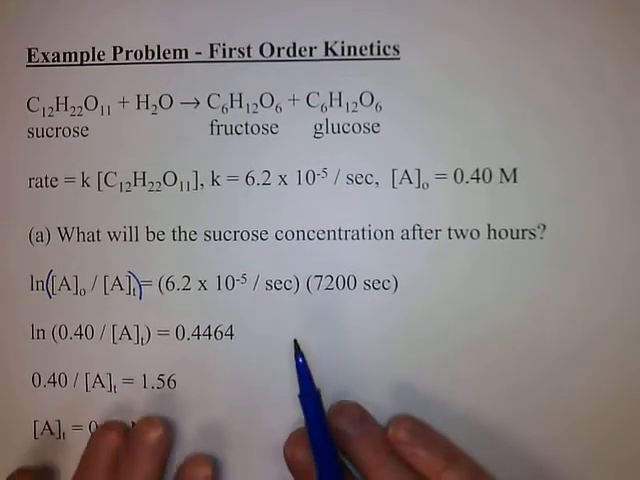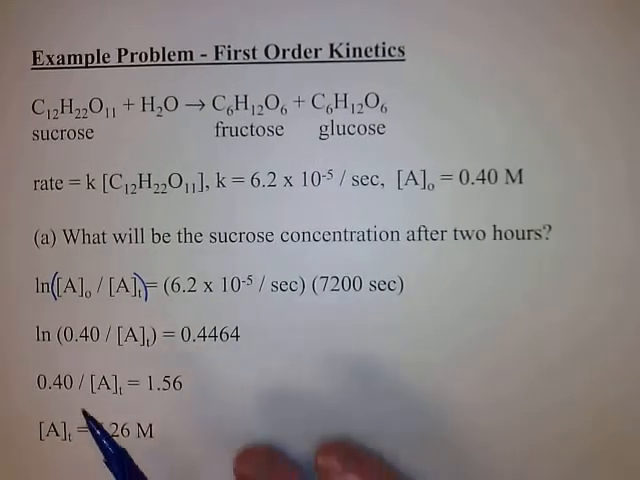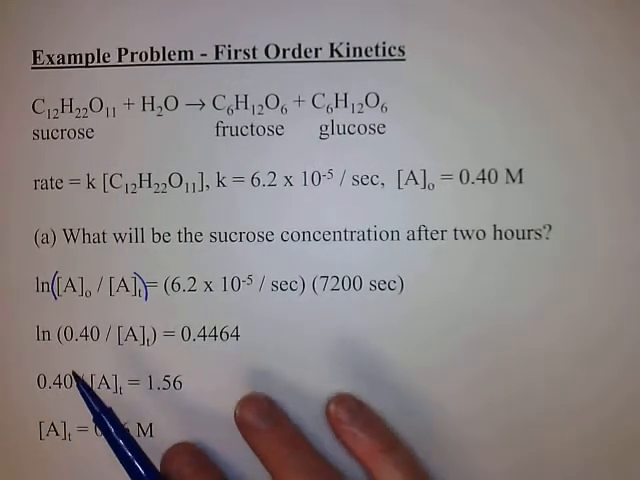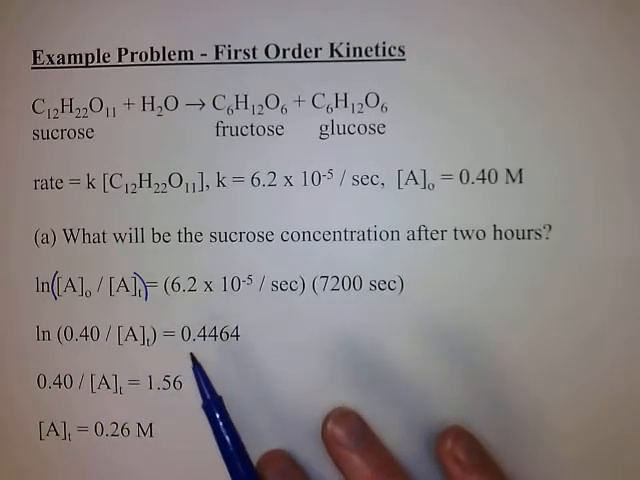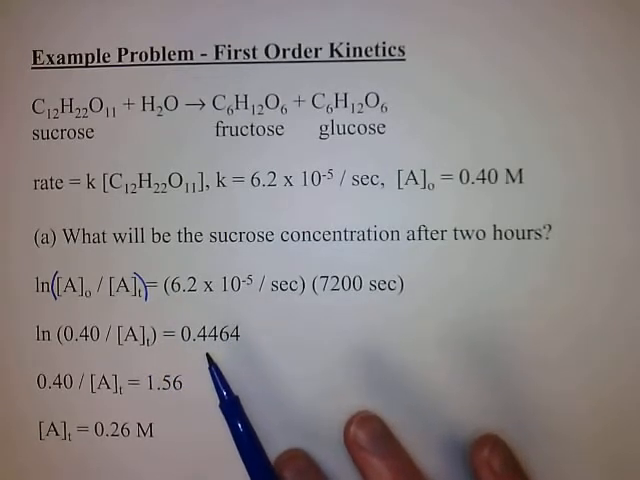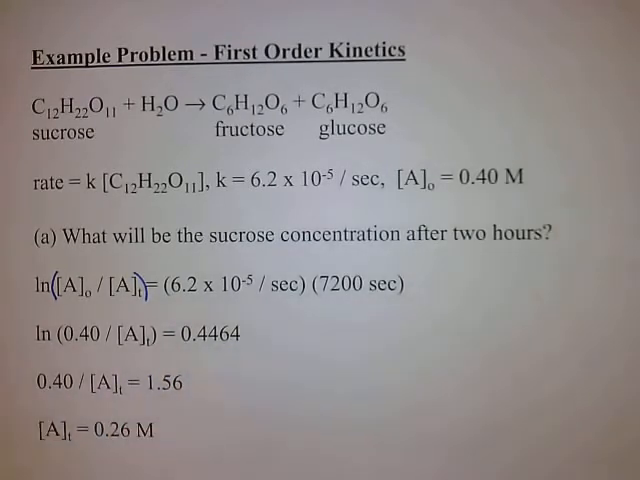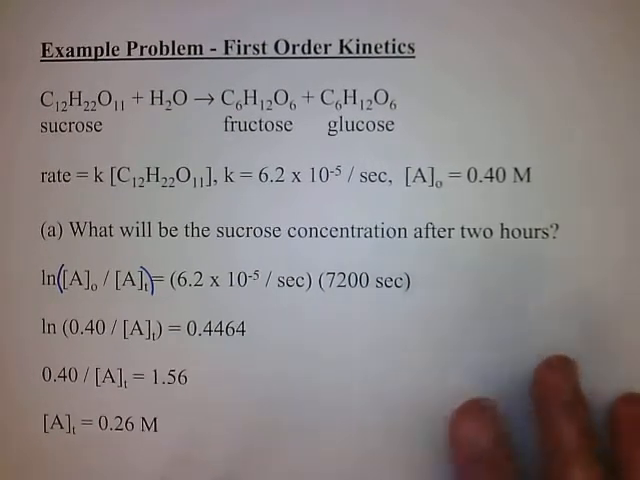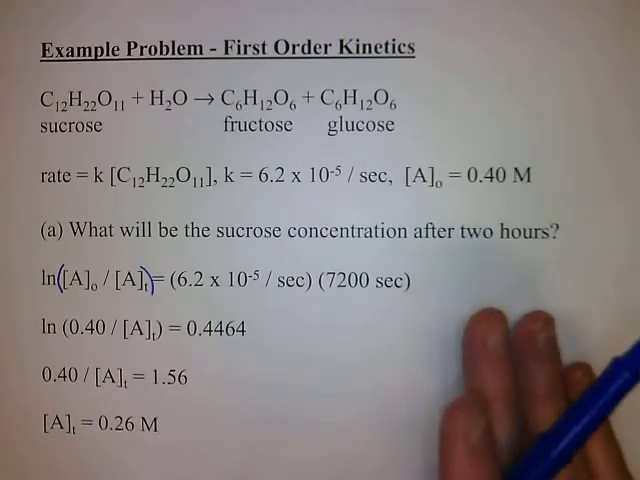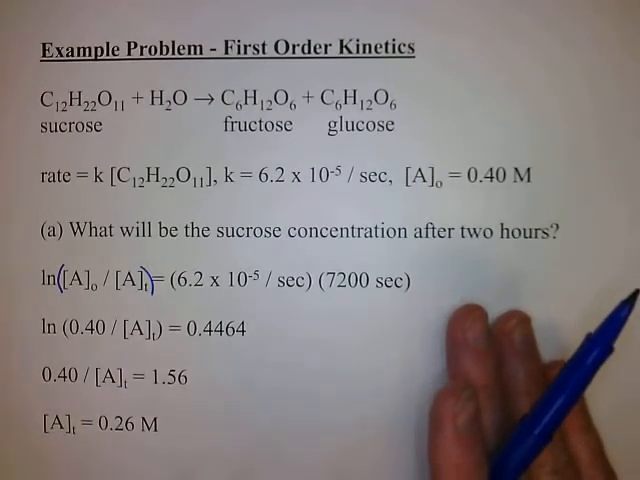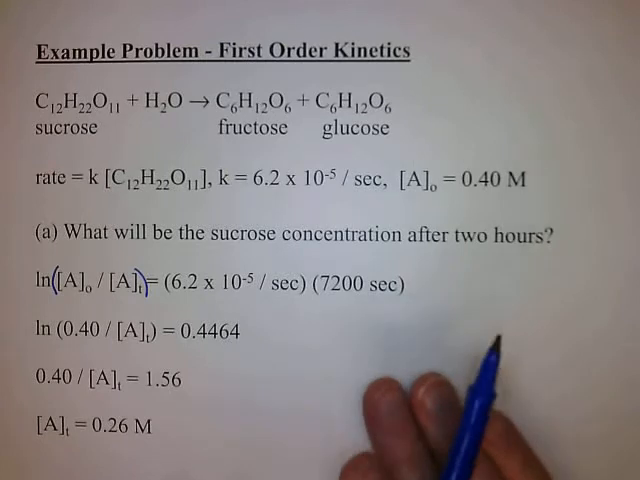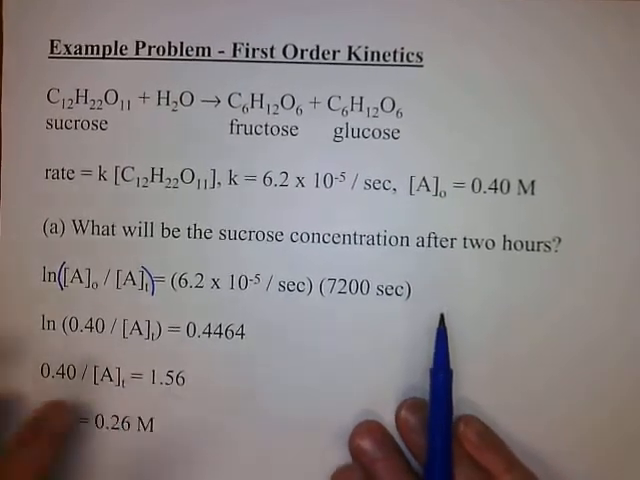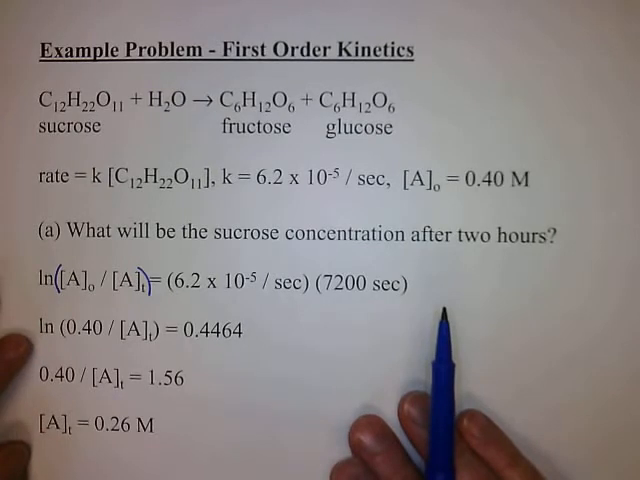Okay, so how do we solve this? We've had to solve problems like this before. You've got to get rid of the natural log. You can't just say 0.4 over the concentration at time t is equal to 0.4464. You have to get rid of the natural log. And remember, we can do anything we want to an equation as long as we do the same thing to both sides. So we can add something to both sides, we can subtract, we can multiply, we can divide, we can take the log, or we can take the inverse log of both sides.